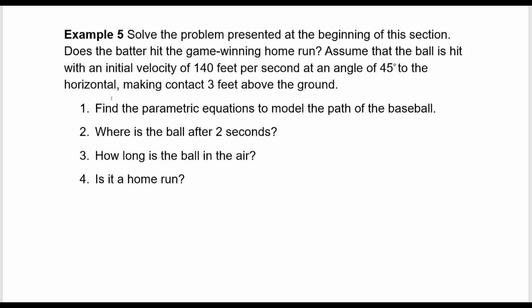Assume that the ball is hit with an initial velocity of 140 feet per second. So our v sub 0 is 140. The angle theta is 45 degrees. And the contact is made 3 feet above the ground, so h equals 3. Find the parametric equations to model the path of the baseball.